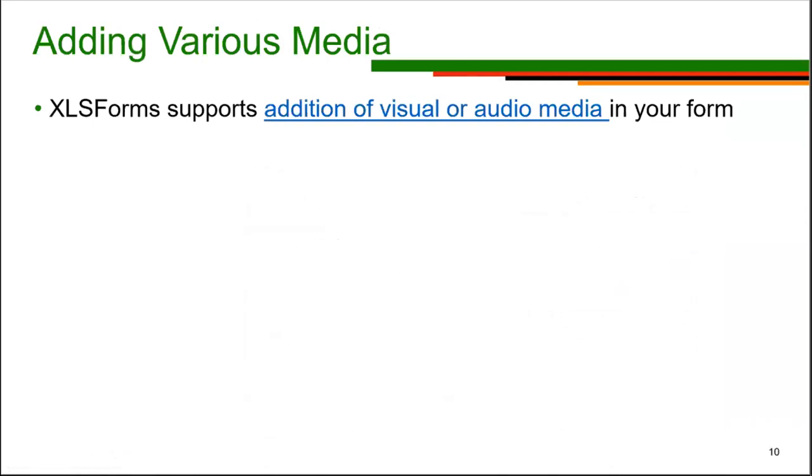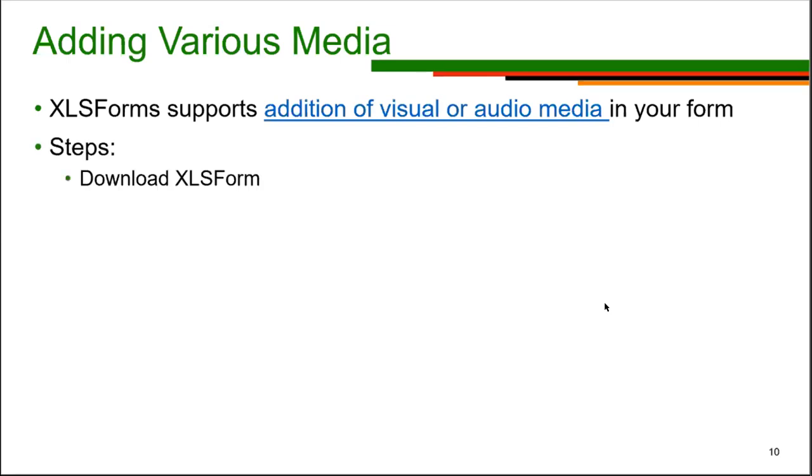One of the styling or formatting options that we're going to do today is adding various media to the form. The XLS form supports additional visual or audio media. This works both in the Android KoBo Collect app as well as the online web forms. You can only add pictures or audios, but it does not support GIF format, that is, animated videos.